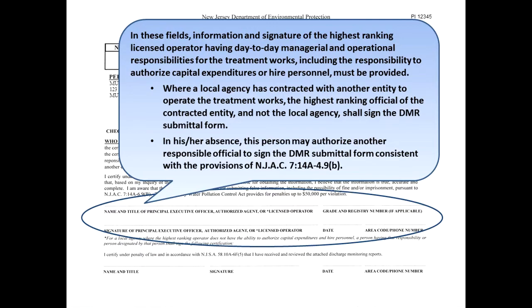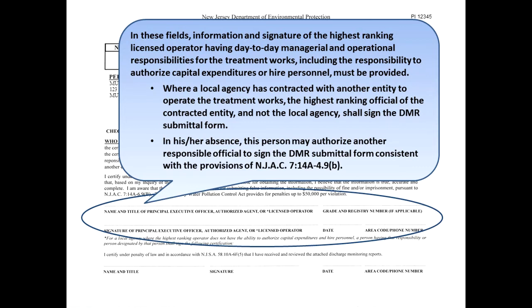Towards the bottom of the form, the information and signature of the highest ranking licensed operator having day-to-day managerial and operational responsibilities for the combined sewer system, including the responsibility to authorize capital expenditures or hire personnel, must be provided. Where a local agency has contracted with another entity to operate the treatment works, the highest ranking official of the contracted entity and not of the local agency shall certify the DMR submittal form.